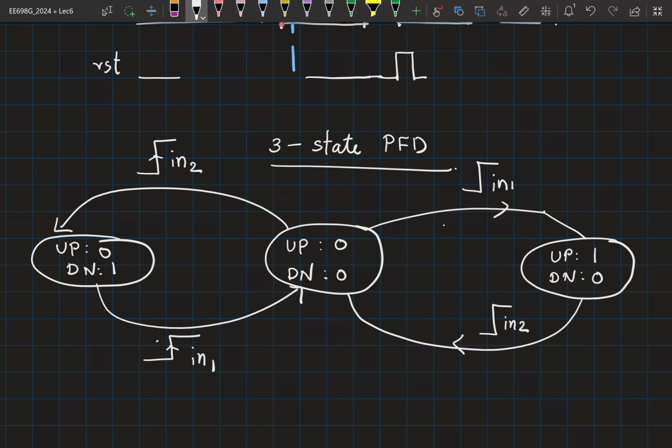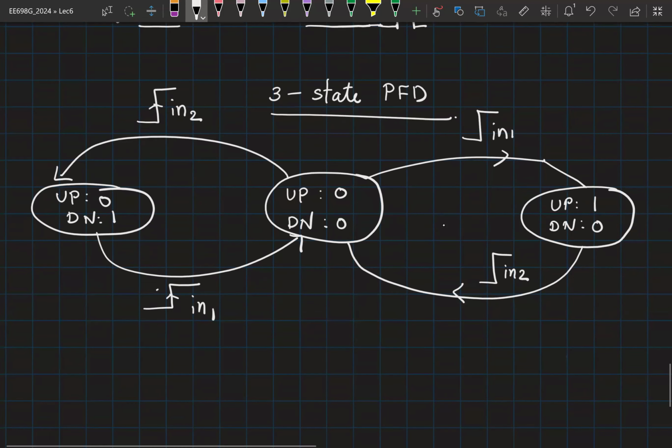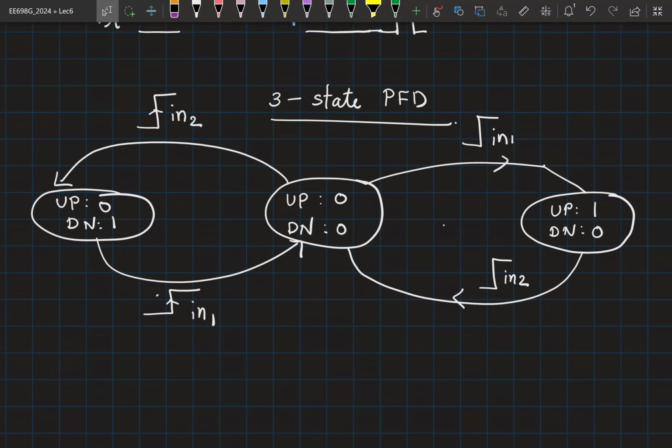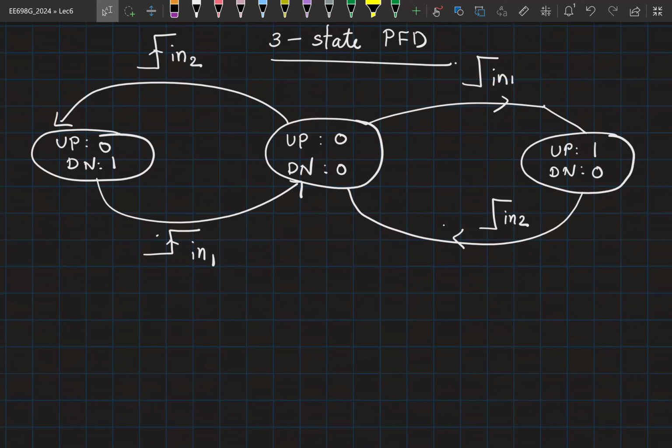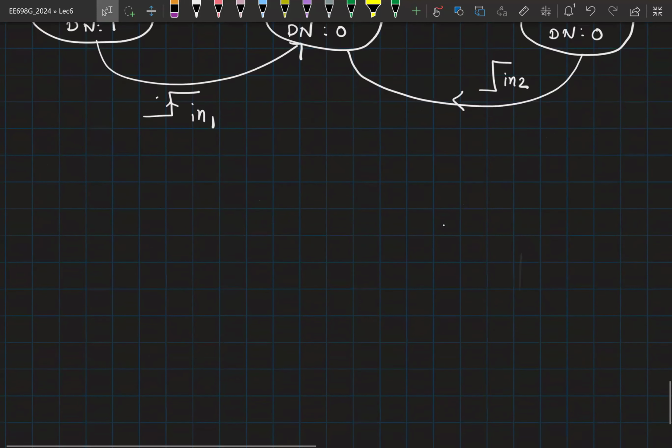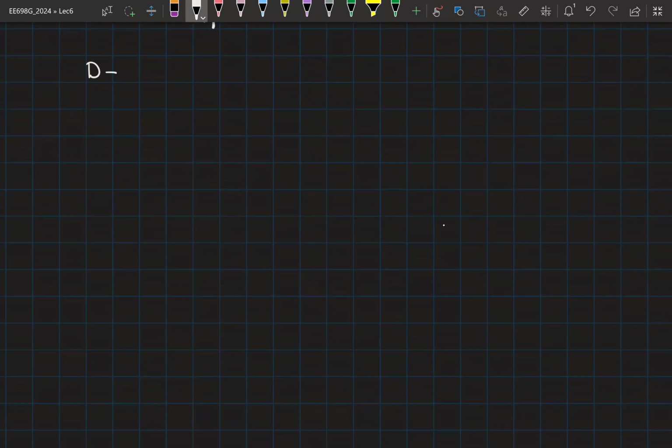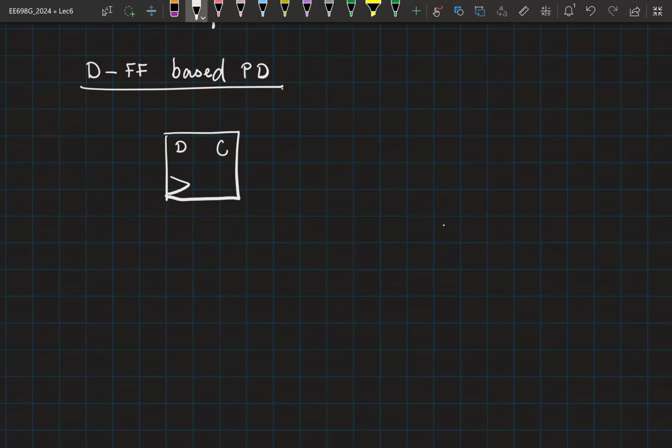Okay. So now let me show you one very interesting phase detector. It's very interesting because of the simplicity of the implementation, right? So now we have taken two flops and built a phase detector. What if I try to implement a phase detector using a single flop, right? I have only a single flop: D, clock, and output. I connect in1 here, and I connect in2 here, and I simply monitor the Q output, VPD.